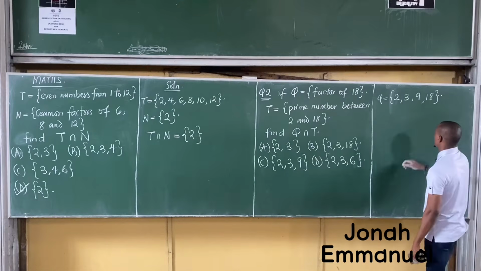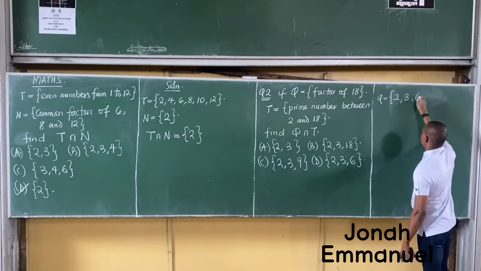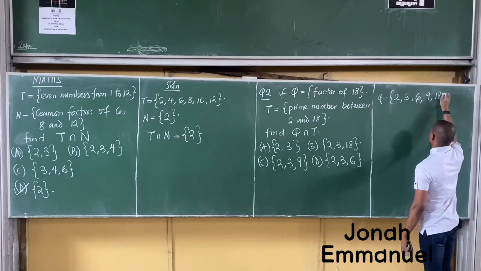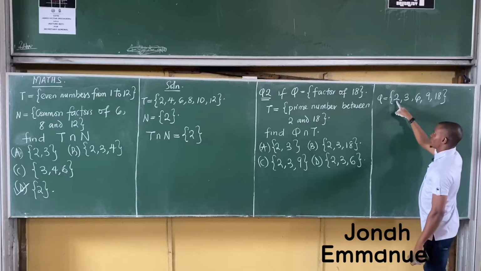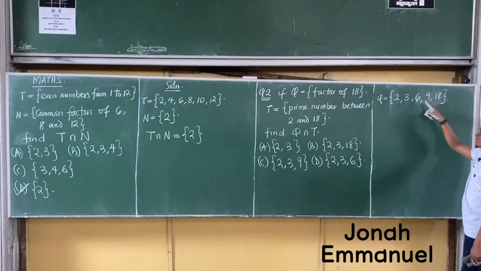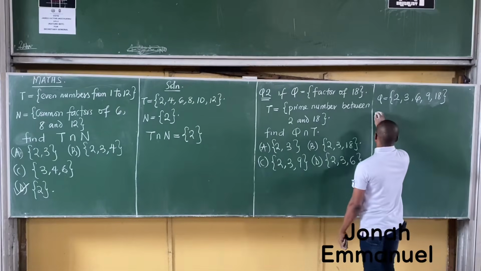There's 6, right? Yes. So 2, 3, 6, 9, and 18. 18 divided by 2 gives you 9. 18 divided by 3 gives you 6, 18 divided by 6 gives you 3, 18 divided by 9 gives you 2, 18 divided by 2 gives you what there? 1. Alright. Let's get T.